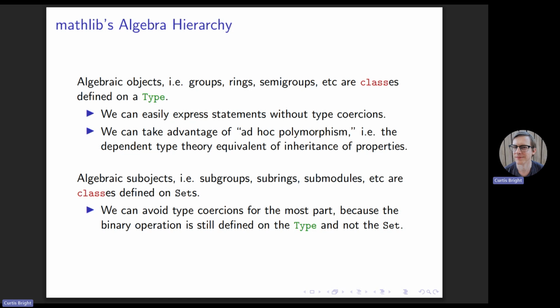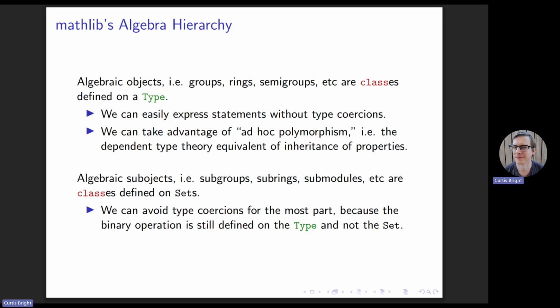This also allows us to take advantage of something called ad hoc polymorphism, which is essentially the dependent type theory equivalent of inheritance of properties. When we're talking about algebraic objects, rings are groups with some additional structure, right? We're inheriting properties, and we have a hierarchy of objects that are inheriting properties from each other. So we want to use this version of polymorphism to essentially have this inheritance automatically. So that's algebraic objects.